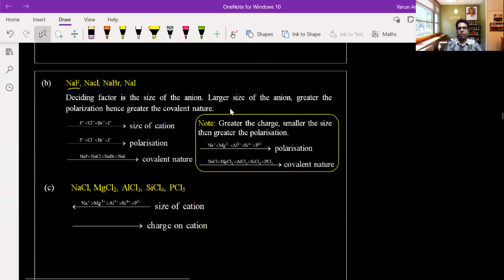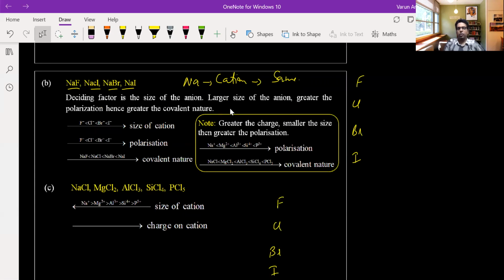Sodium fluoride, sodium chloride, sodium bromide, sodium iodide. So here the cation, that is sodium, is same. So what is changing? The anion is changing: fluorine, chlorine, bromine, and iodine. So down the group, what will happen? The bigger is the size of the anion, more is the polarization.